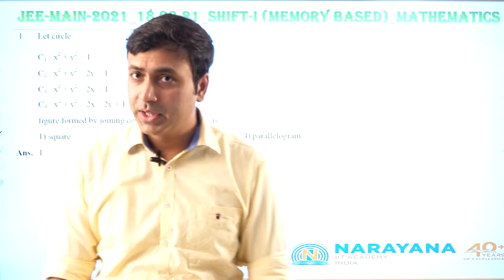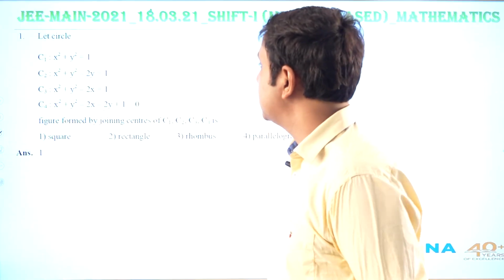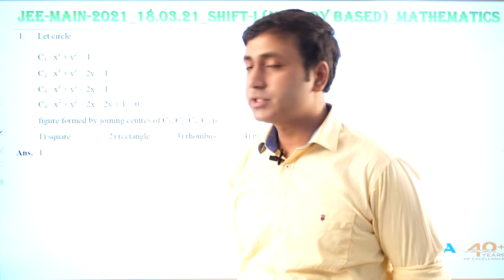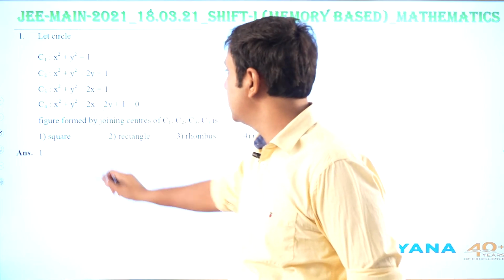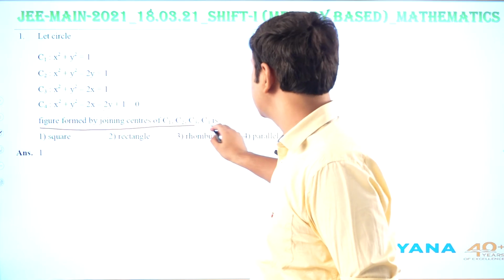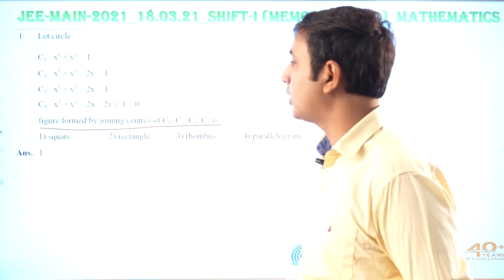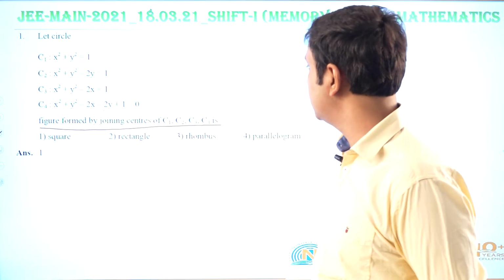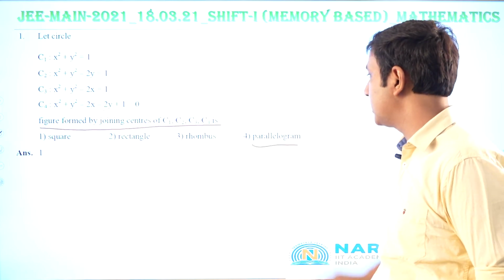Let's get started. The first question, let us see here. We have been given four circles, and it's been asked what the figure formed by joining the centers of these four circles is. A square, a rectangle, a rhombus, or a parallelogram.